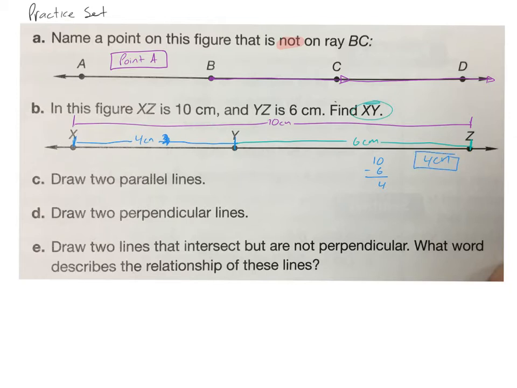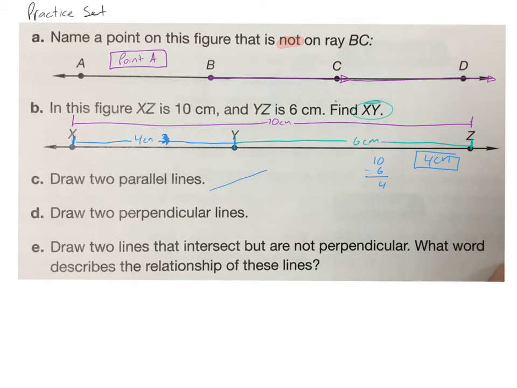Okay, part C says draw two parallel lines. Remember, parallel lines are lines that never intersect. If I get confused, the two L's in parallel help remind me because they're right next to each other. Perpendicular, the next one, are lines that do intersect, and particularly at a right angle. Two lines that intersect like this are perpendicular lines.